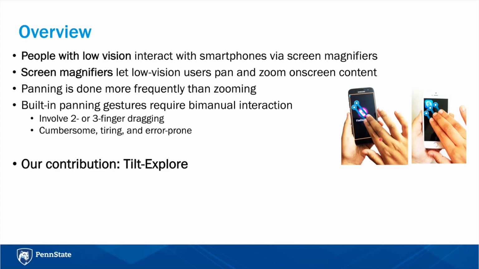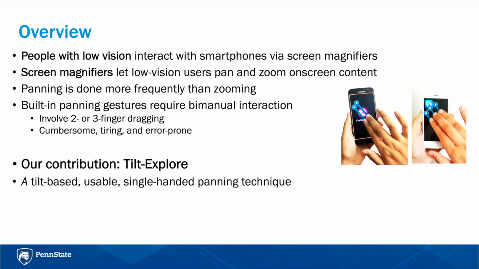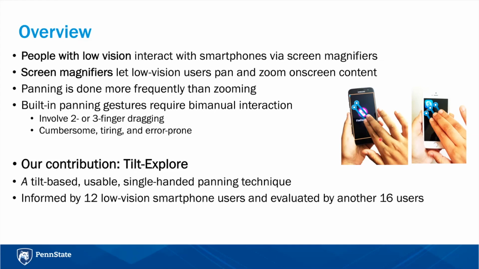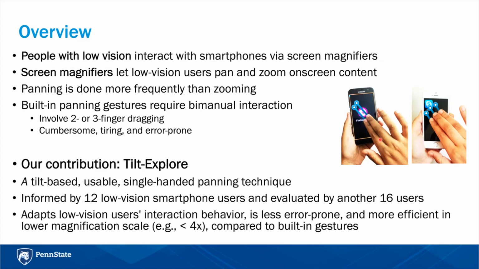Our contribution is Tilt Explore, a tilt-based, usable, single-handed panning technique for low-vision smartphone users. The design of Tilt Explore was informed by a study with 12 low-vision participants, and the final prototype was evaluated by a second study with 16 low-vision users. Tilt Explore adapts to low-vision users' interaction behavior. Compared to built-in panning gestures, it is significantly less error-prone and more efficient at lower magnification scale.